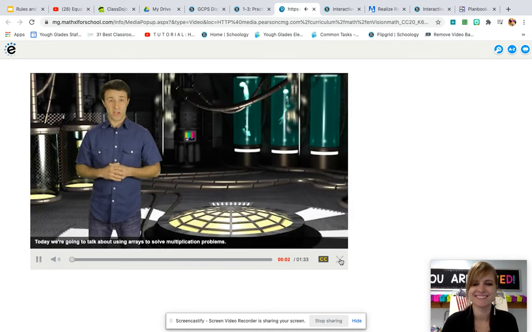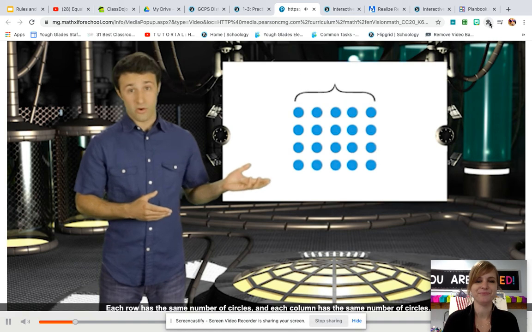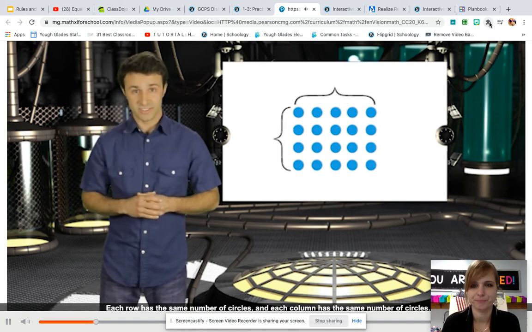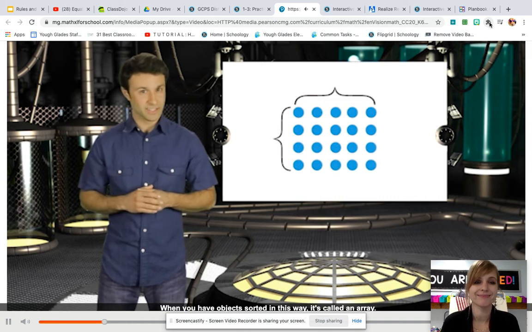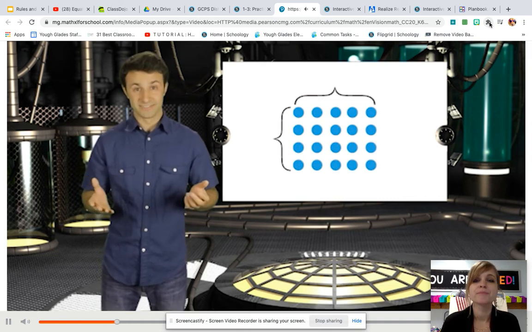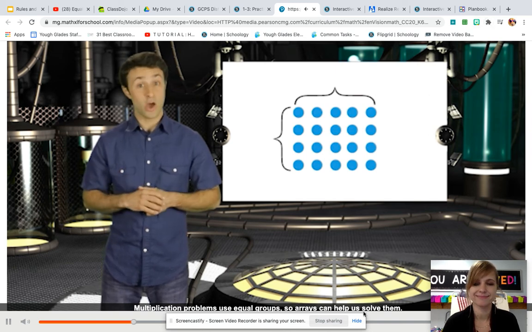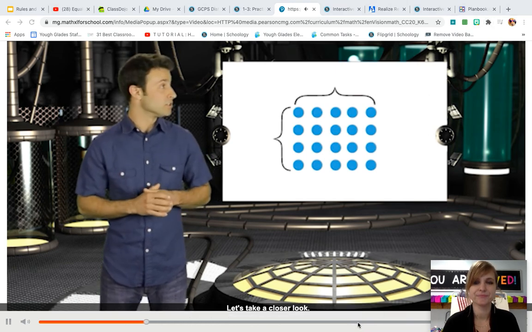Today we're going to talk about using arrays to solve multiplication problems. What do you notice about this picture? Each row has the same number of circles, and each column has the same number of circles. When you have objects sorted in this way, it's called an array. Multiplication problems use equal groups, so arrays can help us solve them. Let's take a closer look.